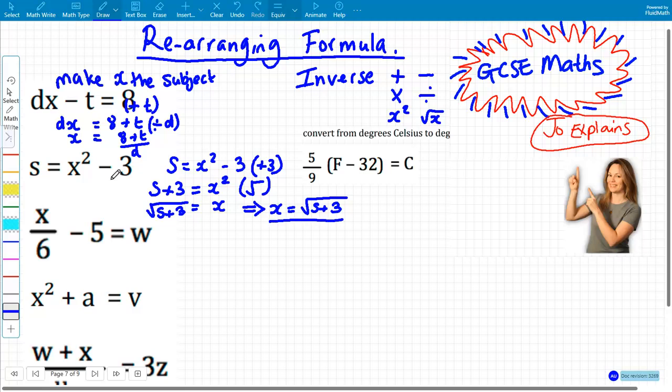Okay, next one. x divided by 6 minus 5 equals w. So w is the subject at the minute. We want x to be the subject, so let's add 5 to both sides.